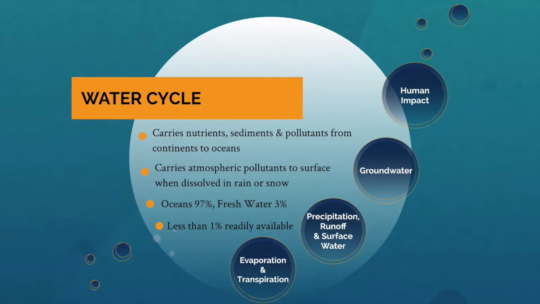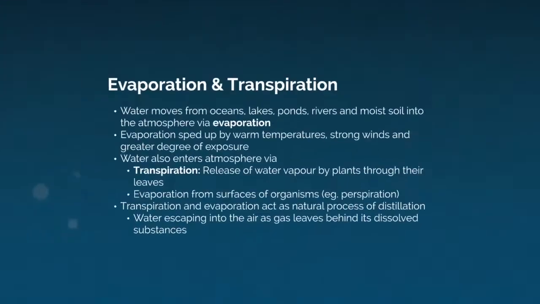Less than 1% is in forms we can readily use, and that includes groundwater, surface fresh water, and rain from atmospheric water vapor. In the water cycle, we're going to talk about 4 parts: evaporation and transpiration, precipitation, runoff, and surface water, groundwater, and the human impact on the water cycle. Firstly, let's look into evaporation and transpiration.